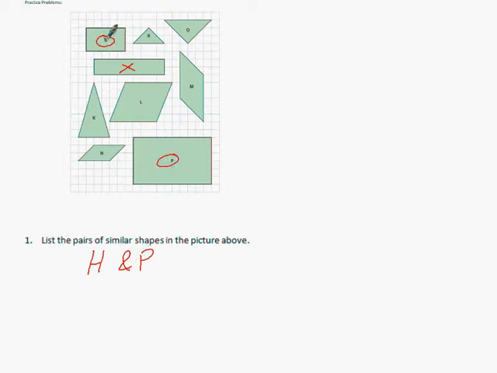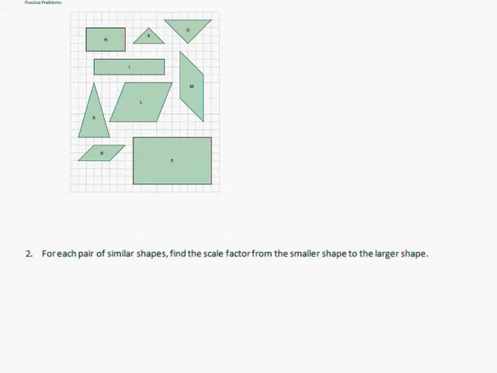Let's take a look at triangles. We have R, Q, and K. Looks like K is obviously out, so we're left with R and Q. And for our parallelograms, looks like L is way too thick. We're left with N and M. So H and P, R and Q, N and M. Now, for each pair of similar shapes, find the scale factor from the smaller shape to the larger shape.